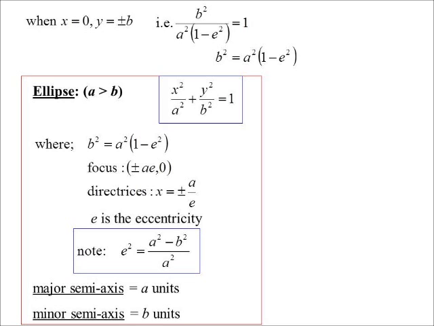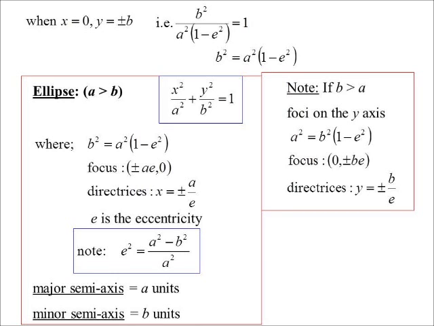Some terms: we don't have a radius in an ellipse because it's not consistent like the circle. So we have two, for want of a better word, radii, but we don't call them radii. We call them the major semi-axis, so the longest radius, if you like, which would be a units, and the minor semi-axis, which would be the b units. So a and b are the two semi-axes, axes, whatever the plural is.